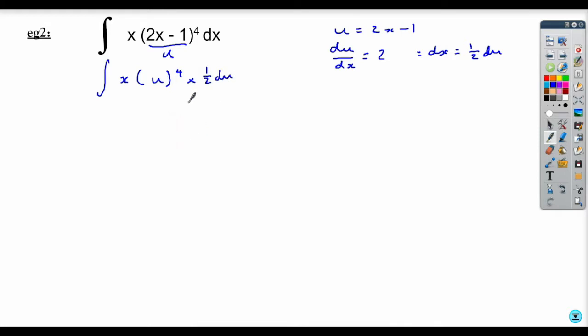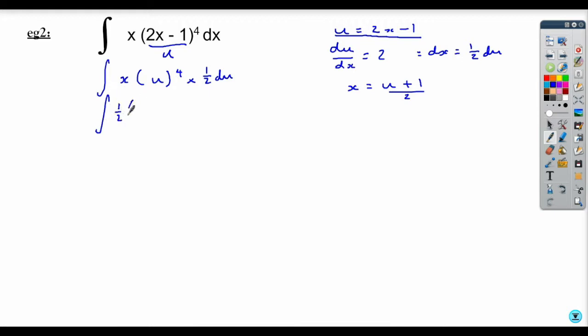Now what you'll notice in this situation is I've still got the x here, and u's. I can't integrate when I've got x and u. So what I'm going to have to do this time is go back to my original substitution here and rearrange this. So if I take the 1 over and divide by 2, I end up with x equals u plus 1 divided by 2. Now I can substitute this back into the function and substitute u plus 1 over 2 in place of x. So I'm going to write the half at the front here.